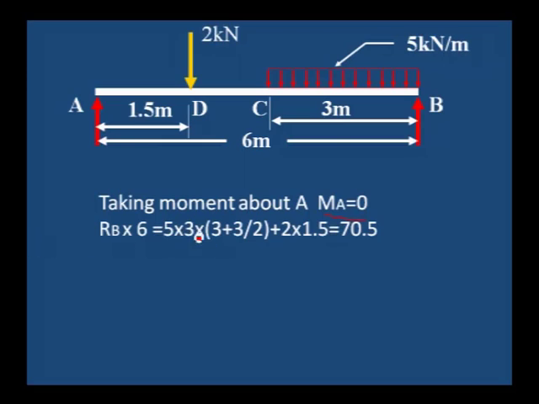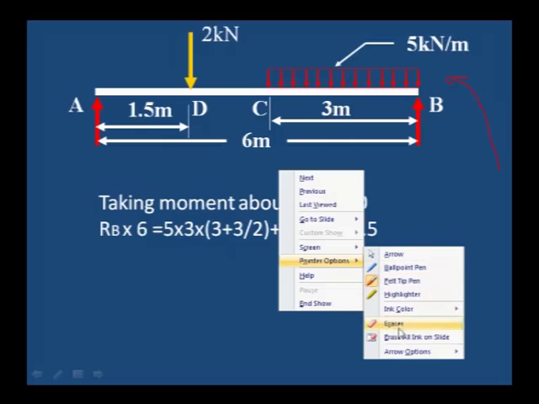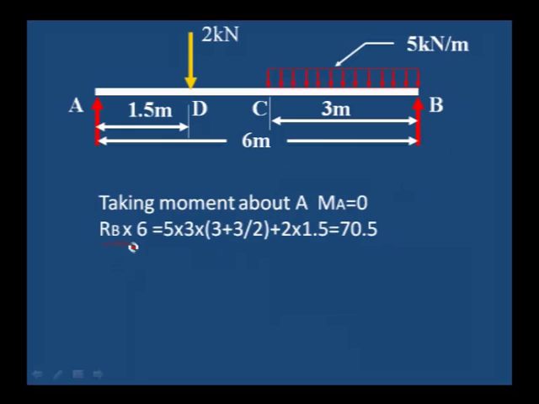Clockwise moment, RB into 6, reaction at B into the distance, 6 meter. RB into 6 is equal to 5 into 3 is the load, uniformly distributed load 15 kilonewton, into distance. In this case this load will act at the center of 3 meter, that is 1.5 meter from C or 1.5 meter from B.